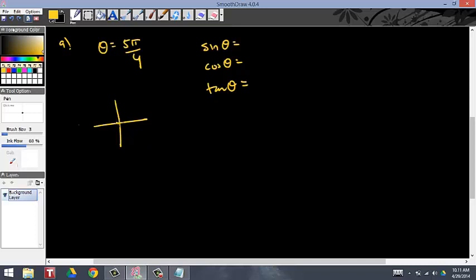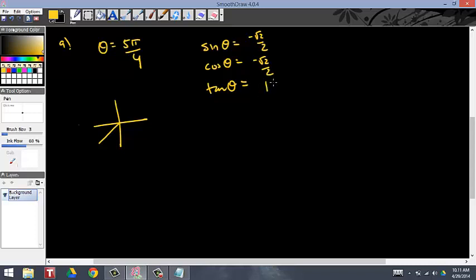Okay, 5 pi over 4 is right here, right? It's the 45-degree angle in that area. Now what's sine of 5 pi over 4 in this particular quadrant? It's negative rad 2 over 2. Cosine is going to be the same, and then tangent is going to be 1.